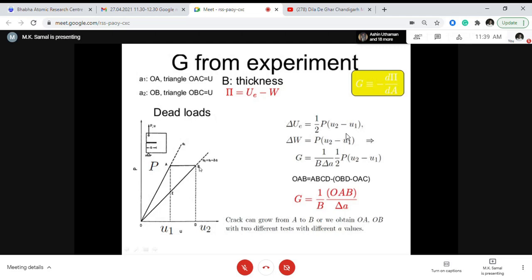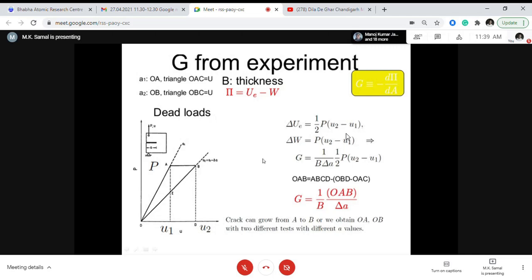Now, to calculate the energy release rate for this, called load control condition, when the load is fixed, or for a given dead load: here also the potential energy equals U minus W. Here U is the change in strain energy, which is the area under the load displacement curve, so half P into U2 minus half P into U1, because P is fixed.